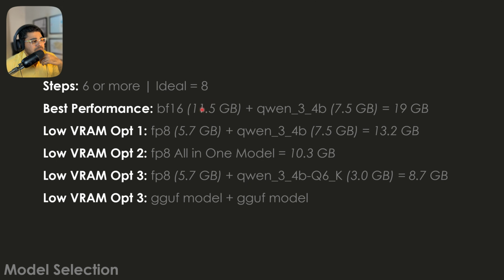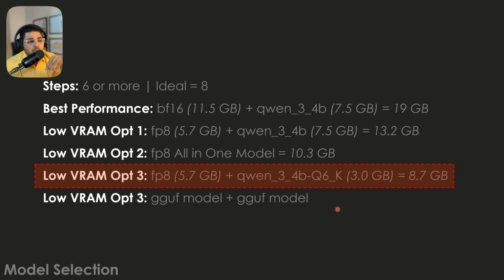The first option for low VRAM is you get the FP8 version from Civit AI. That makes the total around 13.2 GB. The next version is you use the all-in-one model, which is around 10 GB. The next option is you use a GGUF version of the text encoder also. That makes around 8.7 GB, which is what I'm using. And I have done multiple tests in the last 1 week and I'm really happy with this combination, but it's up to you. I have given you multiple combinations, so you can choose one.